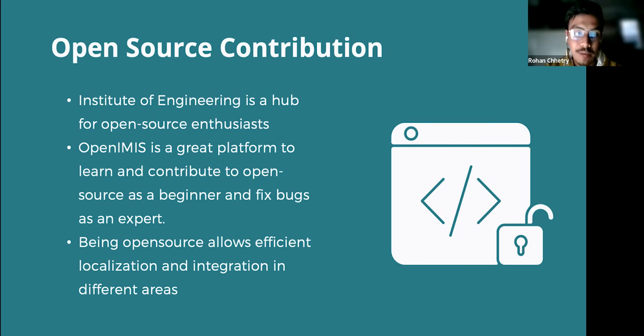Now, talking about our Institute of Engineering, we are a social hub for open source contributions, and so openIMIS is a great platform for new beginners in the field to learn and contribute, and for experts to fix bugs with respect to Nepal's context. And its open source nature allows efficient localization and integration in different areas, such as its implementation continuing in various countries all over the world.